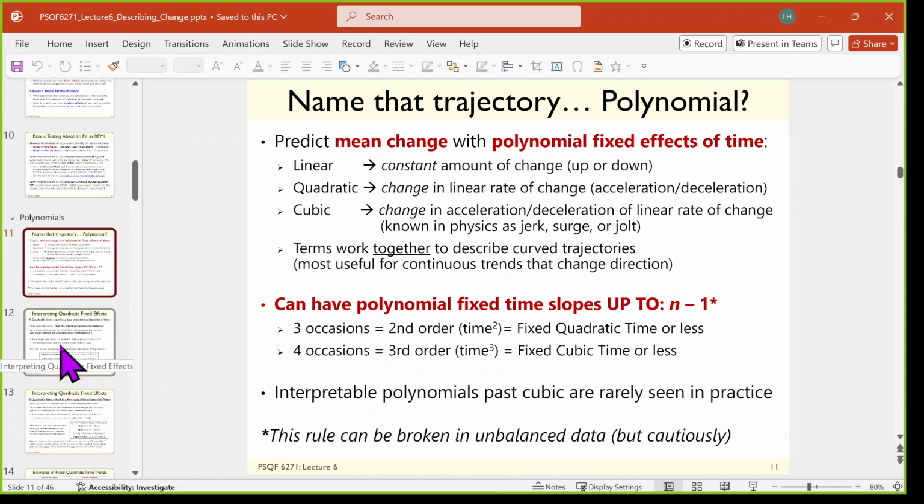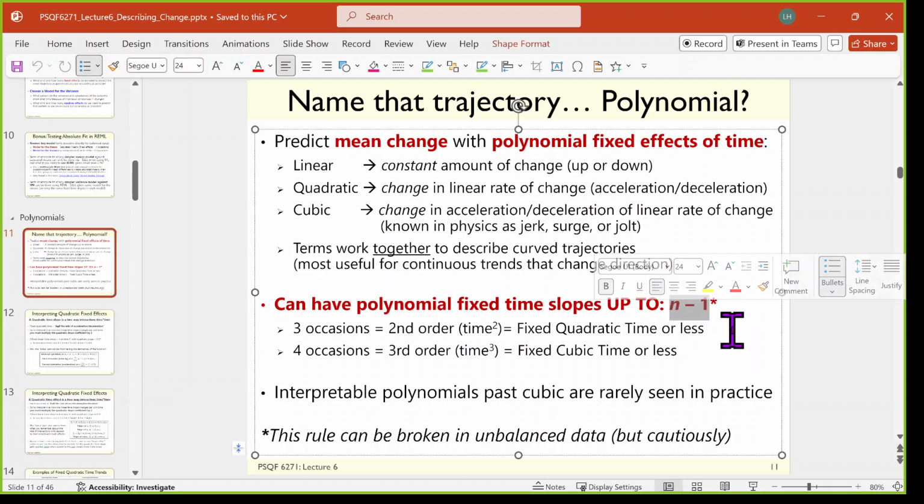Okay, then let's see here. So the idea of polynomials, quick review, is that we are trying to approximate a nonlinear function with a squared term, a cubed term, and so forth. You can go up to a number of occasions minus 1 in terms of the order of the polynomial, minus 1 because you already have an intercept. So if I had 2 occasions, all I can have is a linear slope. So I have 1 intercept, 1 slope. It will perfectly reproduce the 2 means. If I have 3 occasions, I can go intercept, linear, quadratic. That will perfectly reproduce the 3 means, and so on.